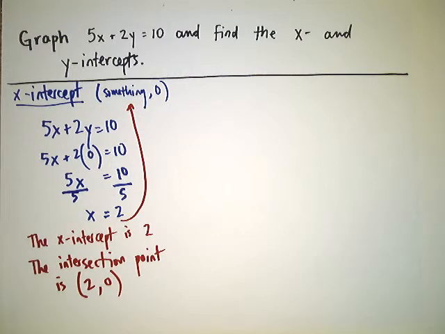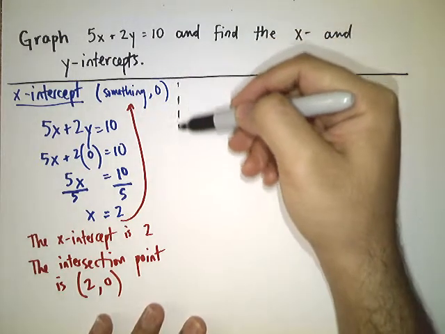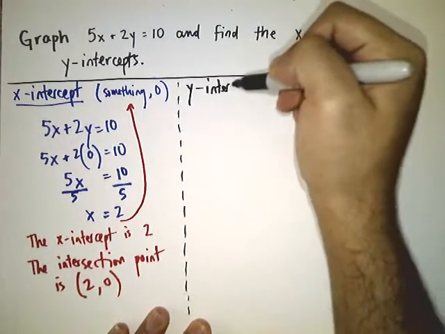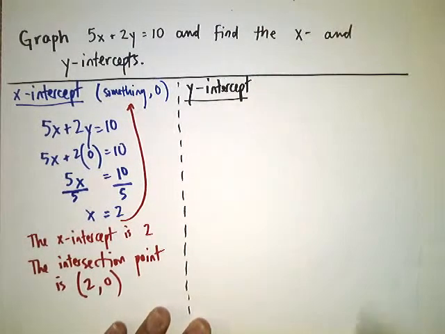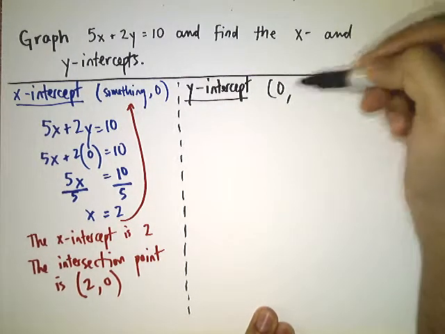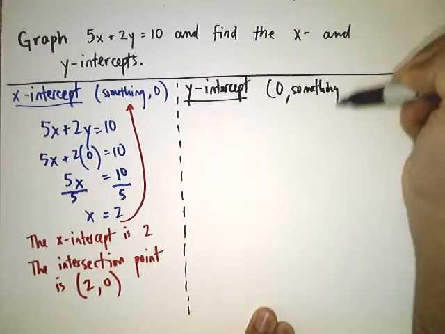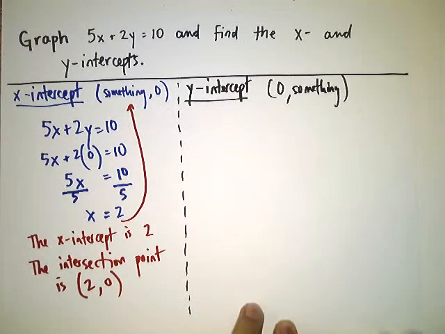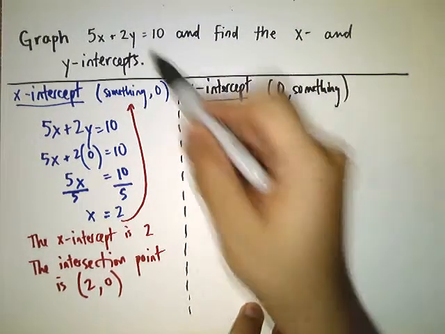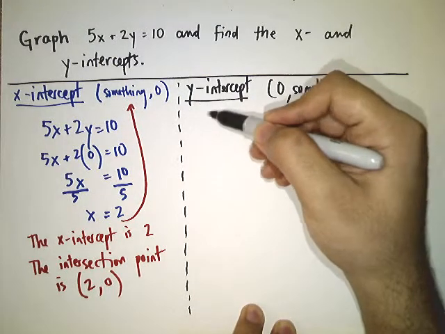Now we can do the same thing for the y-intercept. Remember, for the y-intercept, that means we're going to have to go up or down, but we won't have to go left or right at all, because the point that we're looking for is right on the y-axis. So for the y-intercept, it's going to be (0, something). So in this case, I can plug 0 in for x in order to find what that something is for y.